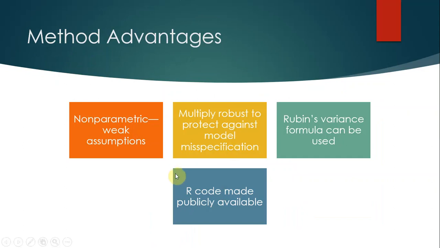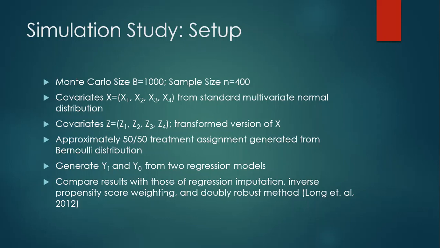So some advantages of our method. As a non-parametric method, it makes weak assumptions about the underlying data. Second, and perhaps most importantly, it is multiply robust to protect against model misspecification. This means that our method will produce minimal bias given only that at least one model is correctly specified. Third, Rubin's variance formula can be applied to our method, which is advantageous because of its simplicity. And four, the R code is made publicly available to aid researchers in implementing our method.